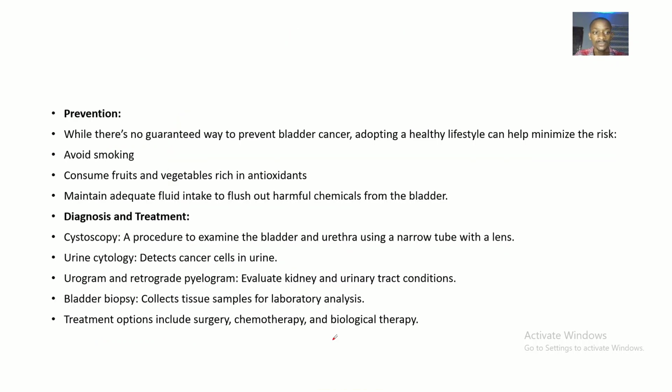Now, what is the prevention? While there's no guaranteed way to prevent bladder cancer, adopting a healthy lifestyle can minimize the risk. As for me, I've never tasted alcohol in my life. I've never smoked. If anything will kill me in this world, it should be meat, because I eat a lot of meat. I eat a lot of healthy food. So if healthy food actually kills somebody, then I'll probably die, bro. So avoid smoking, and consume fruits and vegetables rich in antioxidants.